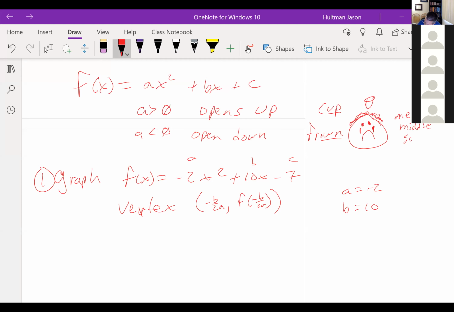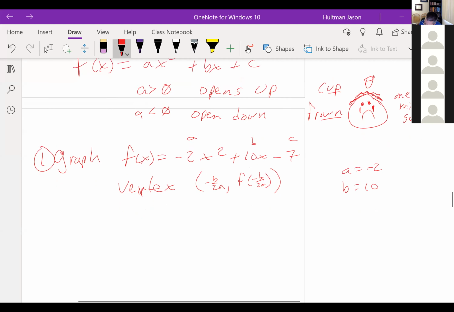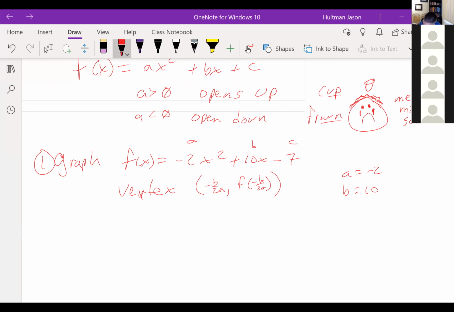I don't want you to forget that. Put that in your notes there. Okay. Negative 2 is a, b is 10. So this is going to be negative 10 over 2 times negative 2, right? So that is going to be 2.5.